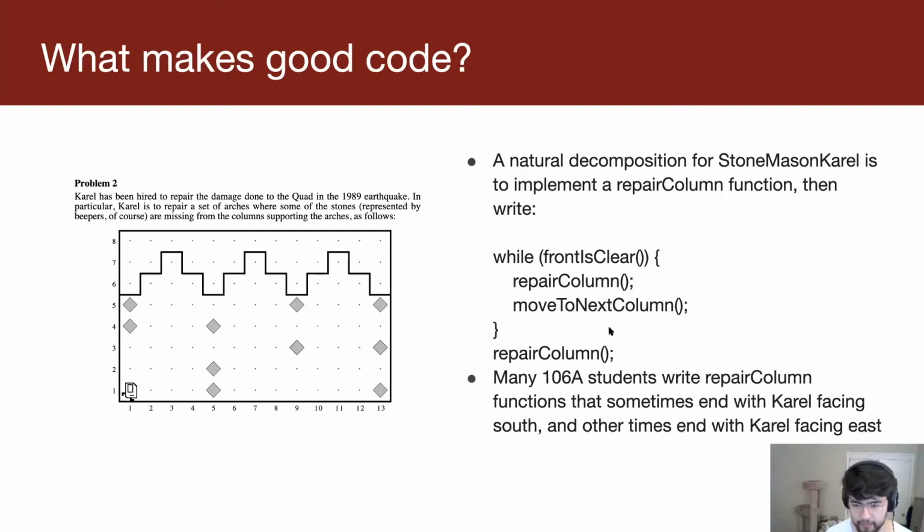So I've section led 106A a bunch of times, and many students write repair column in such a way that sometimes Carol ends facing south, and sometimes Carol ends facing east. And this causes a lot of problems, because then if your move to next column thing just moves 4 spaces over, and Carol happens to be facing south, you're going to try to move 4 spaces into the ground. And that's not going to be so great, because Carol is going to crash into this bottom wall, and life will not be great.